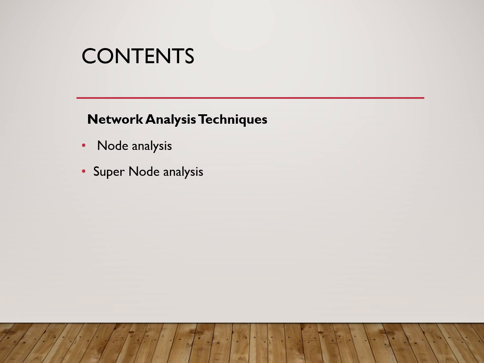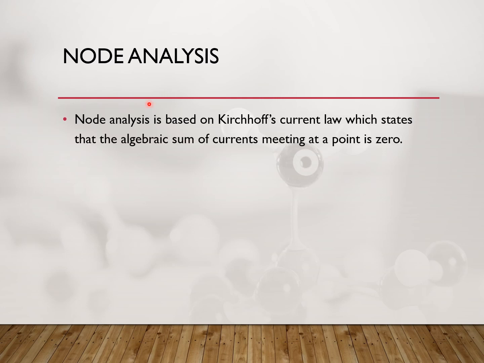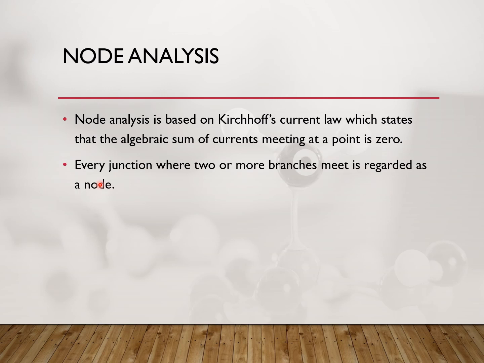So we are going to be discussing node and supernode analysis. Now, speaking about node analysis, it is based on KCL, or Kirchhoff's current law, which states that the algebraic sum of the currents meeting at a point is zero. And this point is basically what is called the node. So what is a node? Every junction where two or more branches meet is called a node.